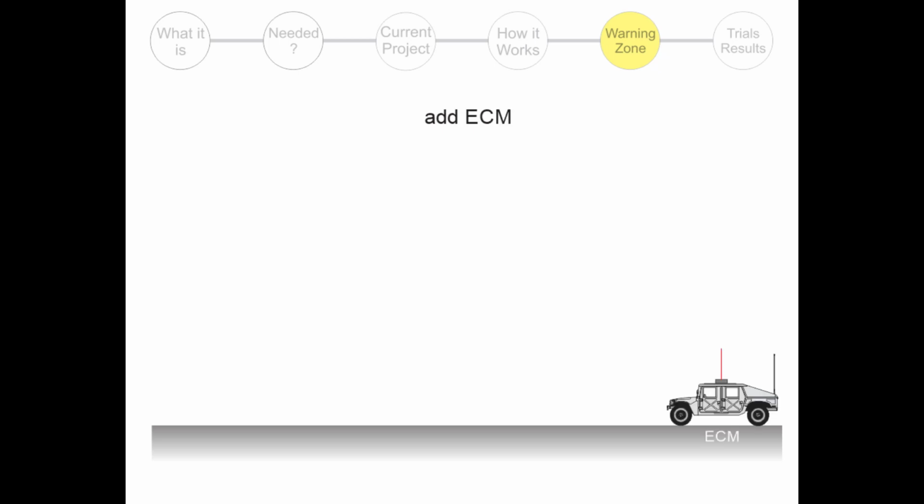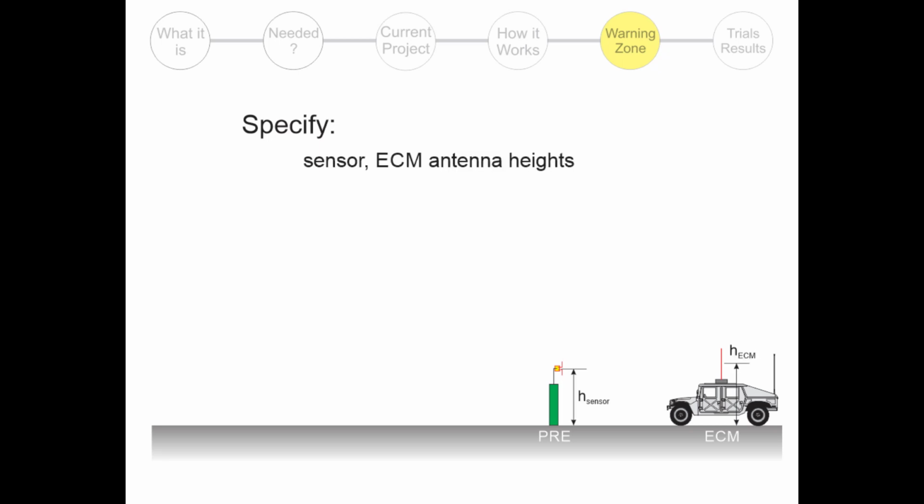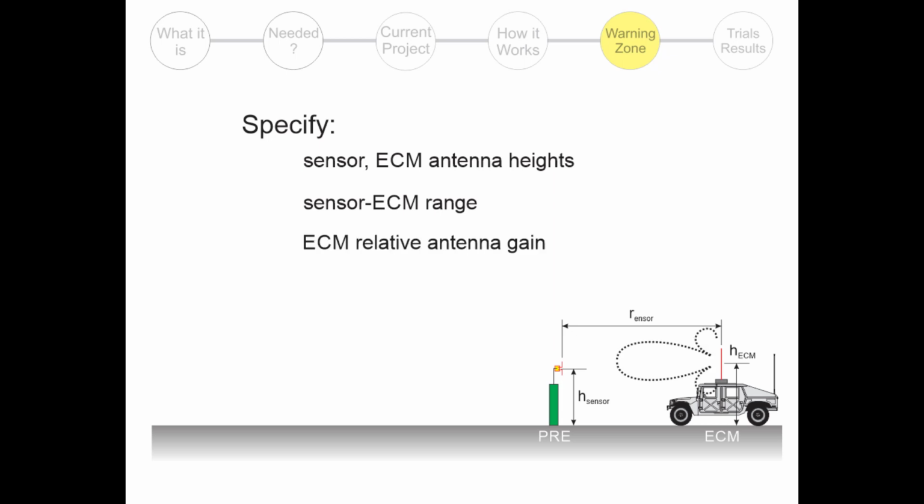And we add ECM, and let's add a sensor, which is our protectee. It's where the protection range estimator device is. And we need to specify, because we want to calculate the ECM effectiveness, that's what the device is supposed to do, we need the sensor and the ECM antenna heights. We need the sensor to ECM range. And we need the ECM antenna gain relative to the sensor's receive antenna gain. We need to know those three things as a start.